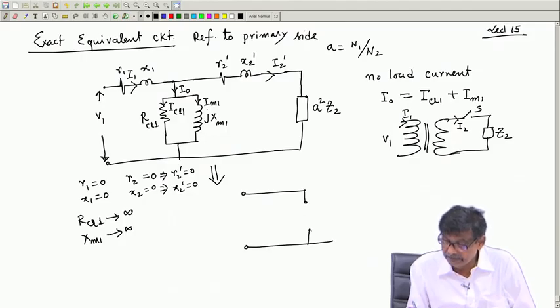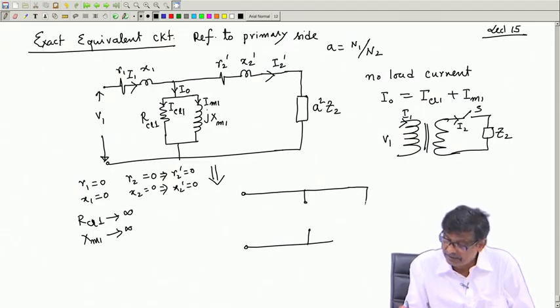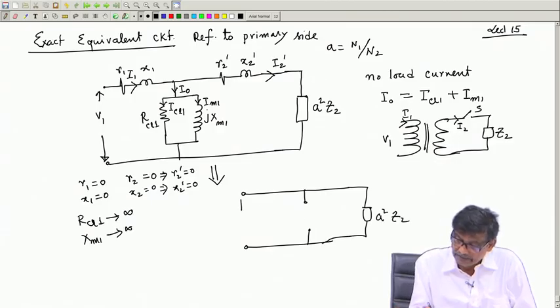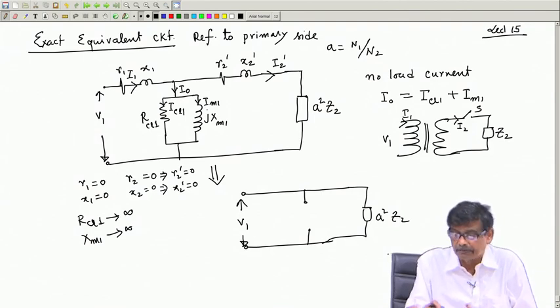So, this equivalent circuit then will simply reduce to this one. Nothing is connected here, and here also nothing is connected. These two are shorted, these two are shorted, and only A square Z2 remains. And this is your V1. Is this not the equivalent circuit of an ideal transformer? So, always keep this in mind. Okay, these impedances are small and so on.